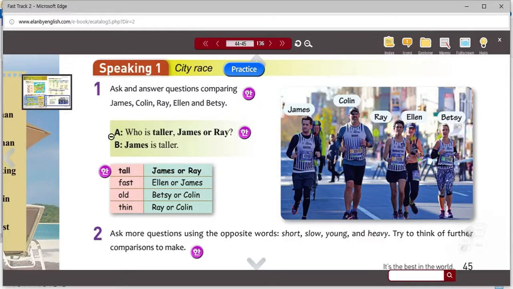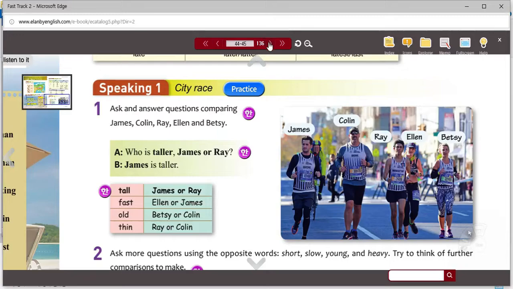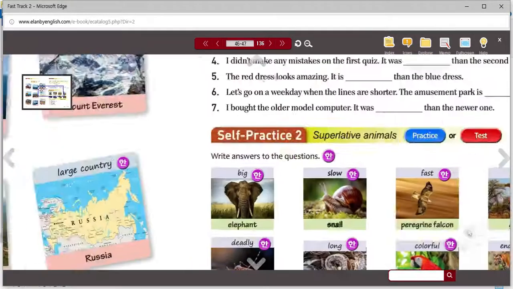On page 45, we looked at comparatives. We kept comparing two people. Even though there's 5 people in the picture, and maybe Colin is the oldest or James is the fastest, we just compared two people. So Colin is older and James is faster. We're just comparing two people. So the next page, we're going to go and do some superlatives.